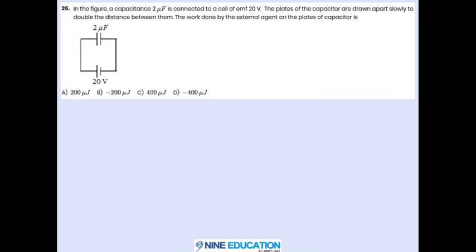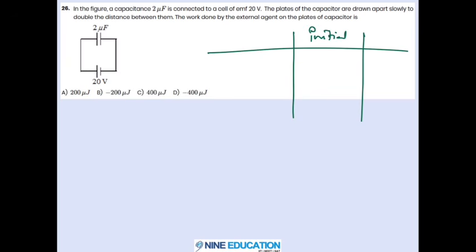So let us proceed. A capacitor of capacitance 2 microfarad is connected to a cell of EMF 20 volt. The plates of the capacitor are drawn apart slowly to double the distance between them. Find the work done by the external agent on the plates of the capacitor. Let us make a simple table here depicting initial and final values.